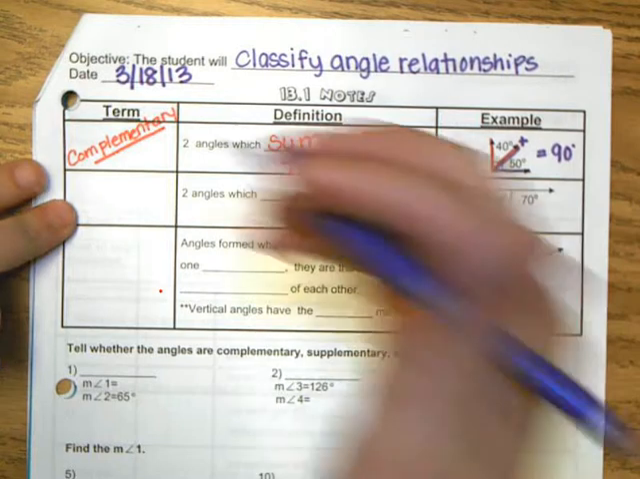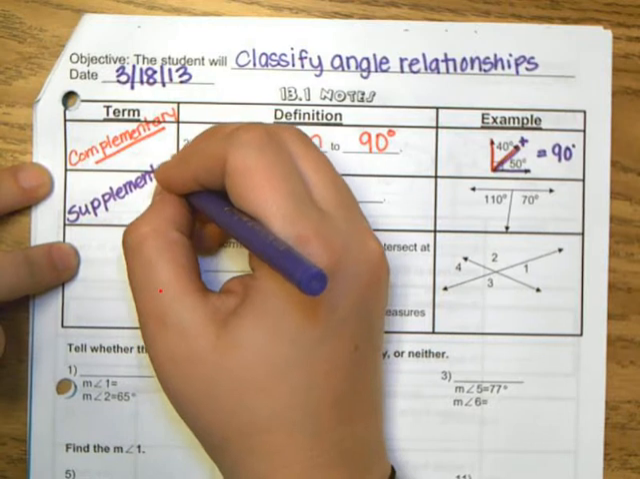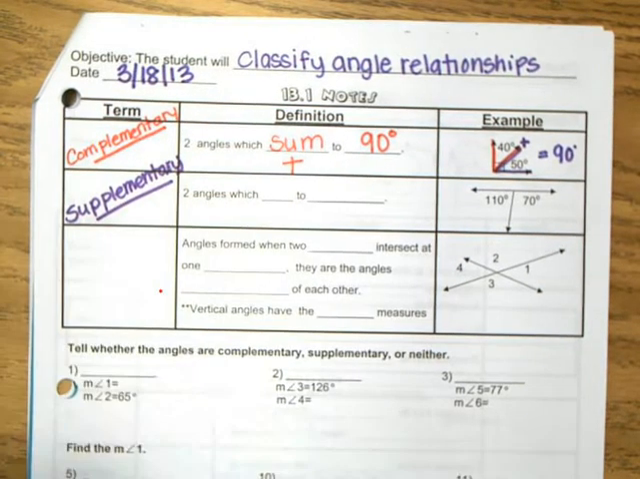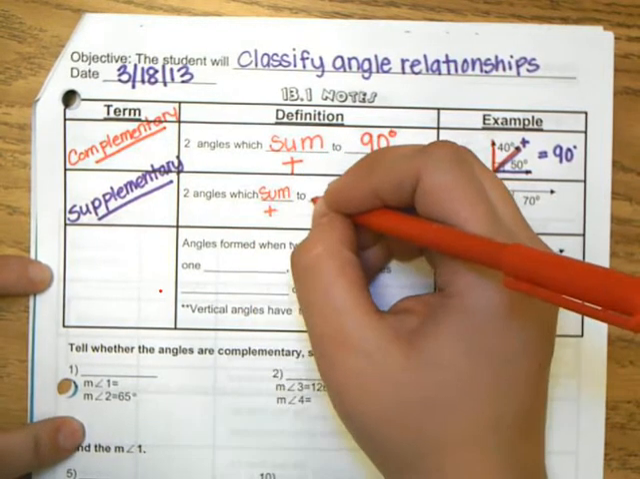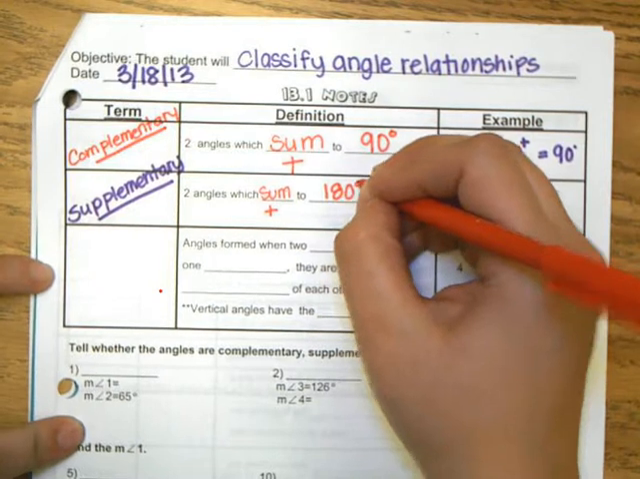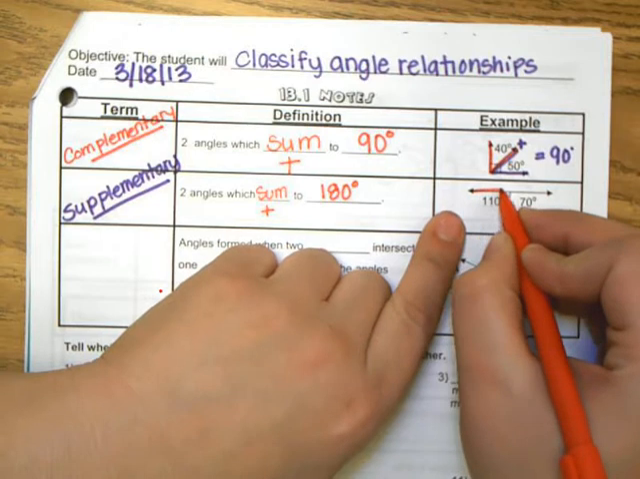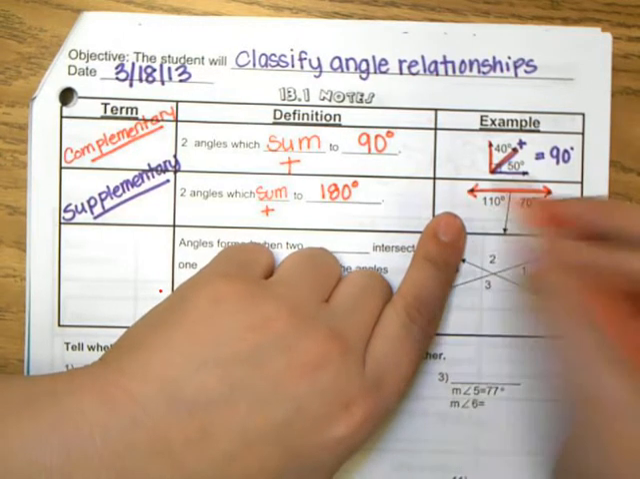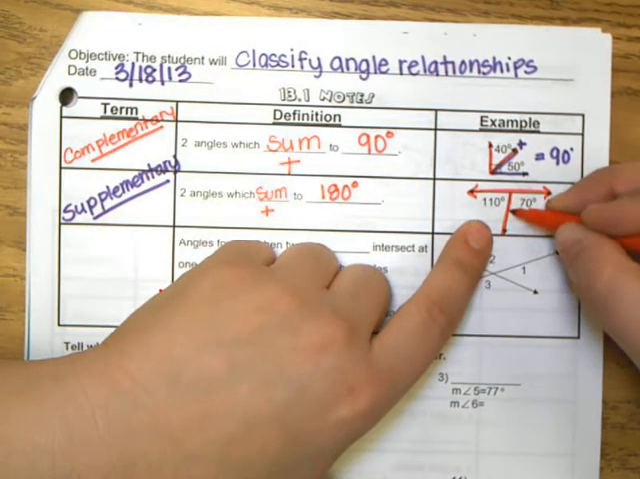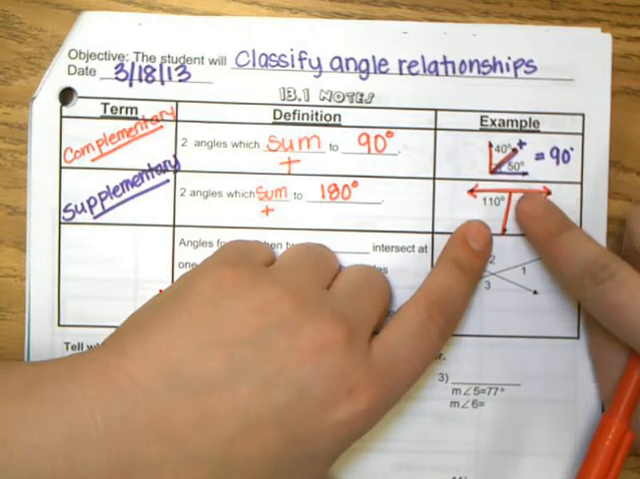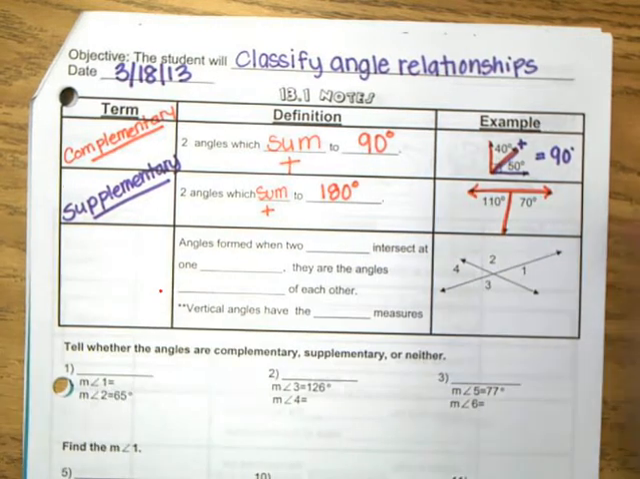Our next vocab word is supplementary angles. And supplementary means two angles that sum to 180 degrees. So if we look at our example right here, notice you learned in elementary school that a straight line has 180 degrees. So when we put this angle here and this angle here next to each other, this angle here and this angle here together will make 180 degrees.